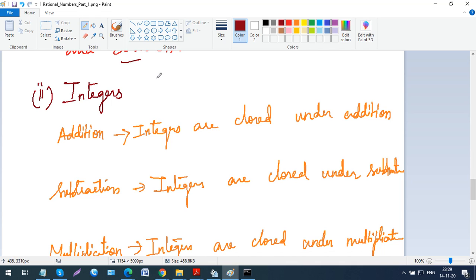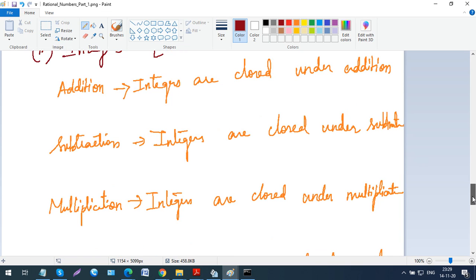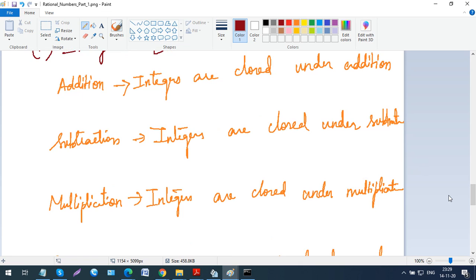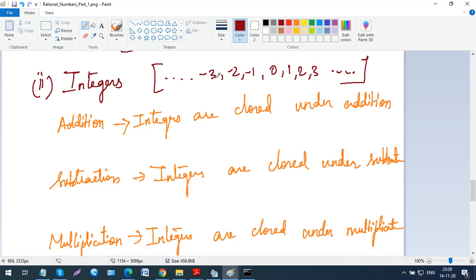So integers are numbers where you can have any number, any negative number. Let's say negative 3, negative 2, negative 1, 0, 1, 2, 3 and so on. Okay. So these are all integers. So now let us check what happens with the integers. If I take two integers, let us take A and B again. A is equal to, let me take one negative number, negative 5, and B is equal to, let us take one positive number, let me take 3.